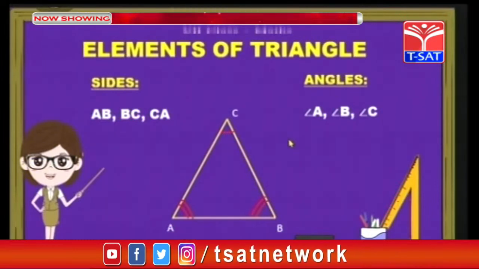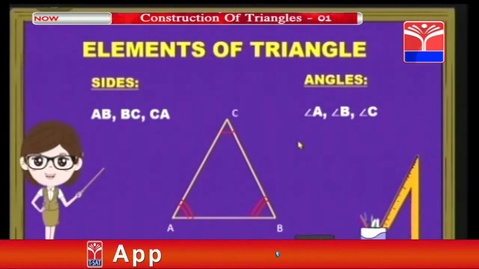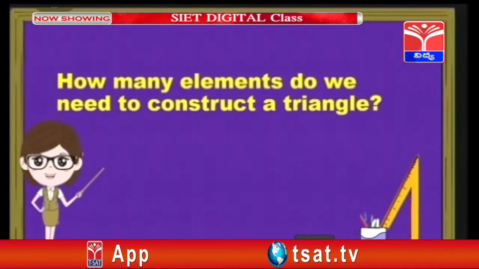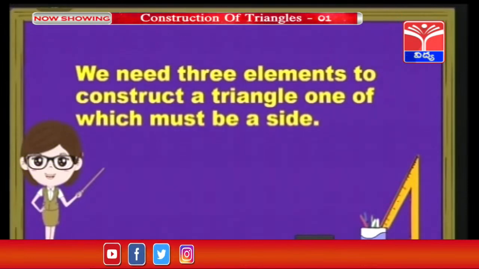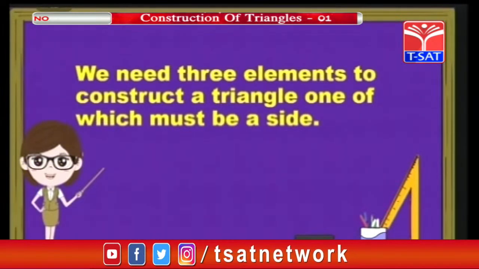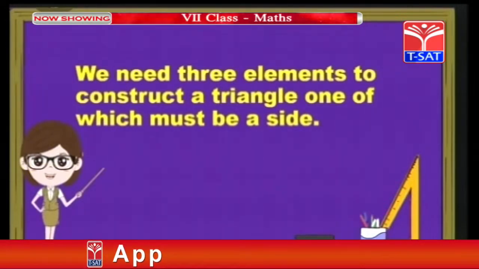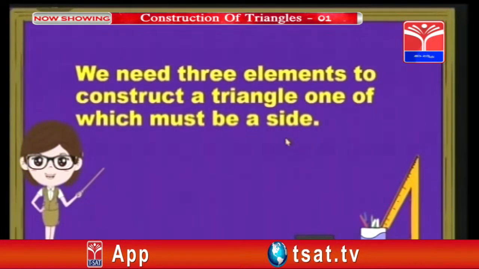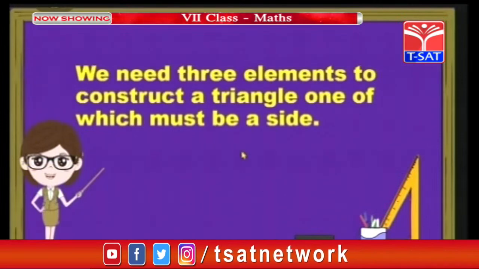So, do we need all the 6 elements to construct a triangle? Definitely not. Then, how many elements do we need? We need 3 elements to construct a triangle, one of which must be a side. Children, whenever we construct a triangle, we need a base. For that, we need a side. That is why one measurement must be a side, and why we need 3 elements, one of which must be a side.